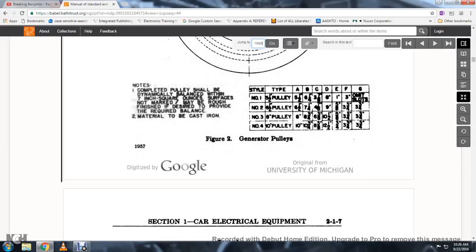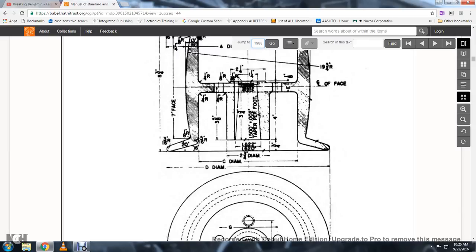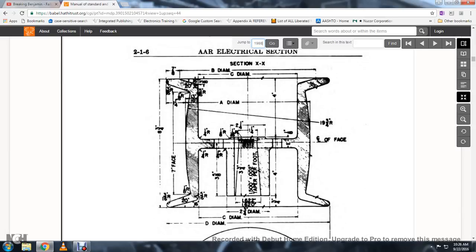This shows a generator pulley. You have your side views and your cross-sectional view.